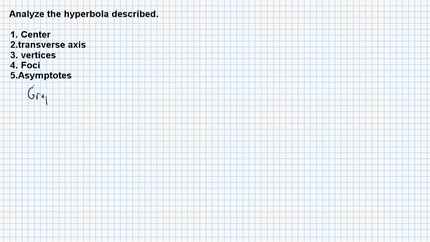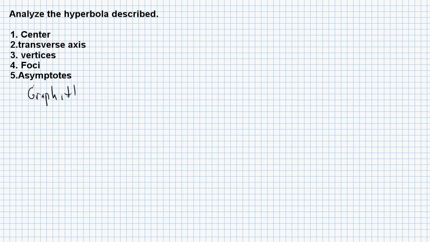Hello, this is Mr. Waters, and I'm here to do another example from the homework, page 654, on hyperbolas. In this one, we're going to analyze the hyperbola described. In this case, that means find the center, the transverse axis, the vertices, the foci, the asymptotes, and also we want to graph it as well.